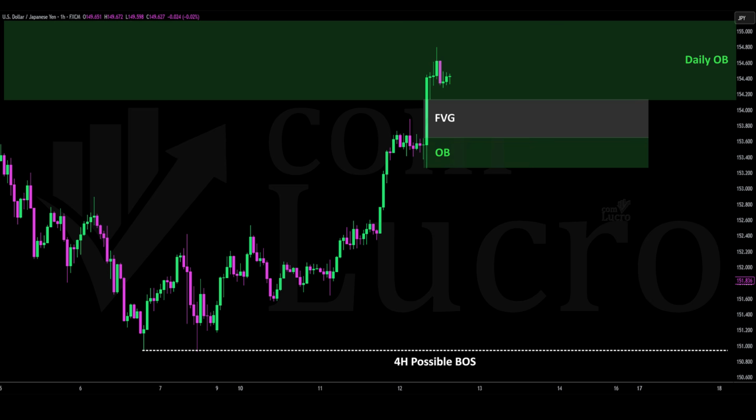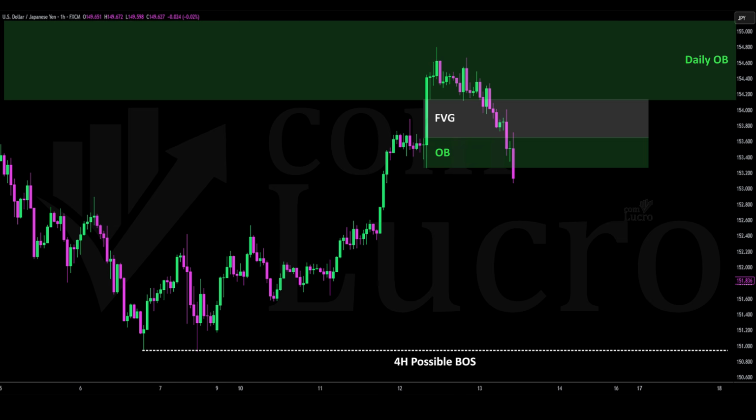When price reaches this 1-hour order block, we expect a battle between supply and demand. If price breaks and closes below the order block, it suggests that supply has taken control. If demand remains in control, price may continue higher and even break above the daily order block. Now, let's see what happens next. Price breaks below the 1-hour order block, confirming that supply has taken control.